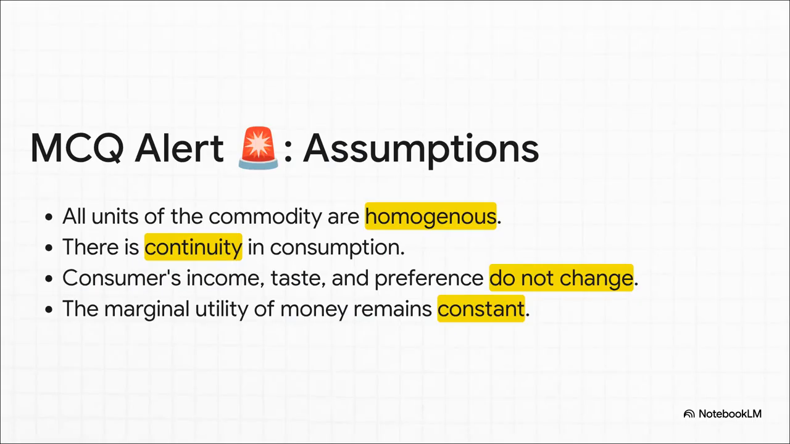Now, for your exam, you absolutely have to know the assumptions behind this law. Questions often test these conditions. For the law to hold true, we have to assume a few things: that all the units are identical, so every apple is the same, that consumption is continuous, and that the consumer's tastes and income don't change.